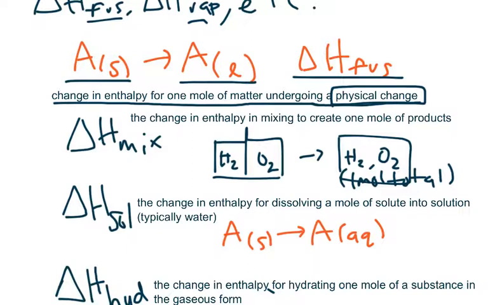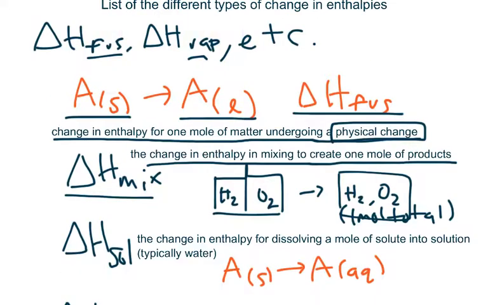Now, there's a very special type of delta H called the delta H of mixing. This is the change in enthalpy in mixing to create 1 mole of products. So in this example, I mixed H2 and O2 to create a mole overall of an H2 and O2 solution, and I call it a solution because this is mixing two things that are basically invisible to the eye, so you can't really separate them, and in the end you have a homogeneous solution.